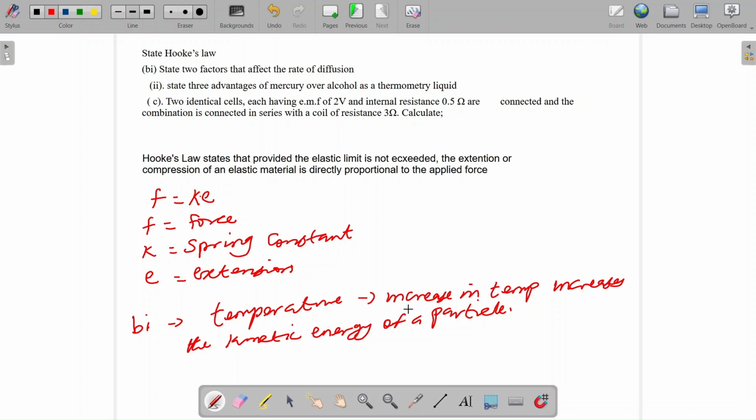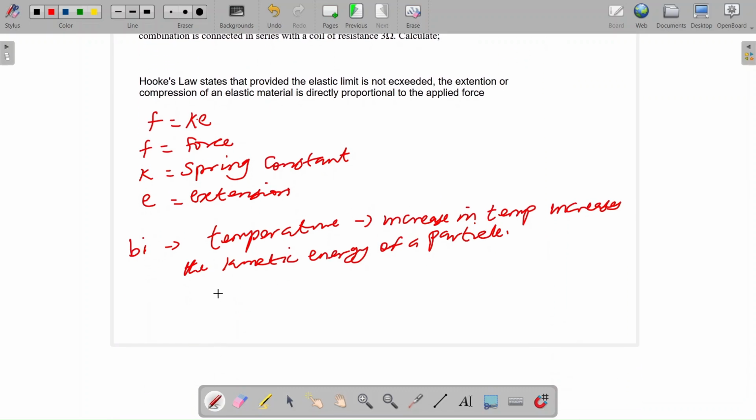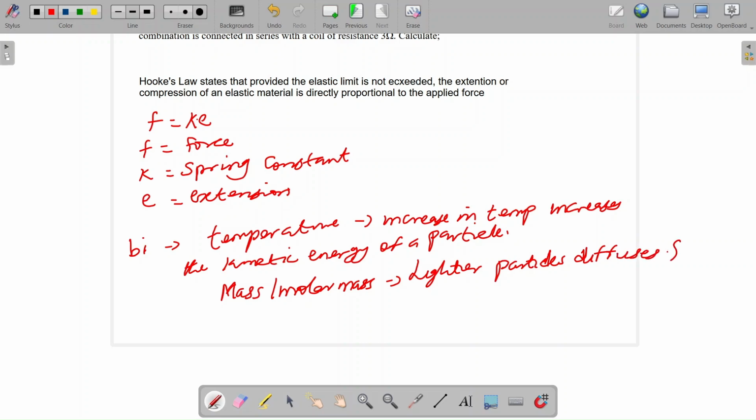The second one is mass, or molar mass. Lighter particles diffuse faster, or travel faster, than heavy particles.